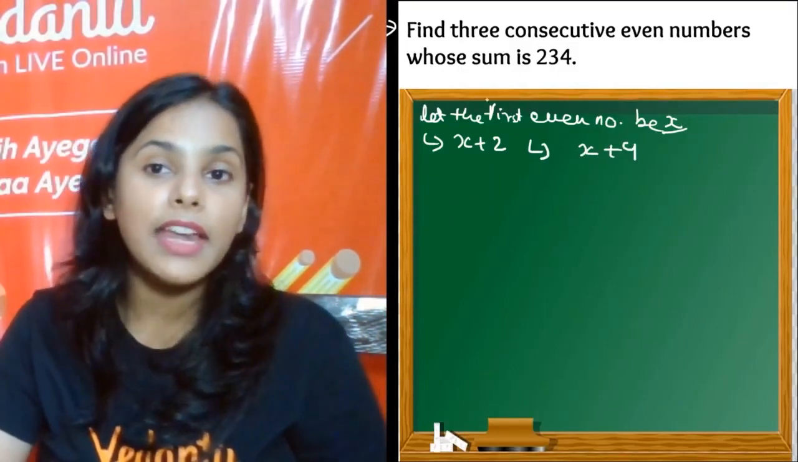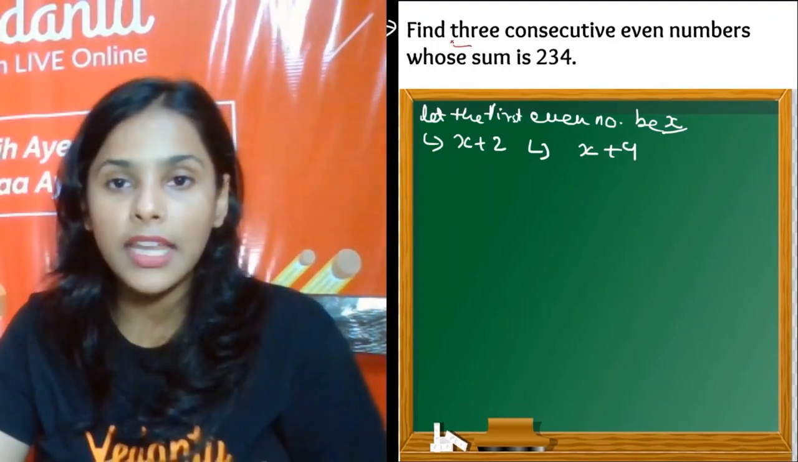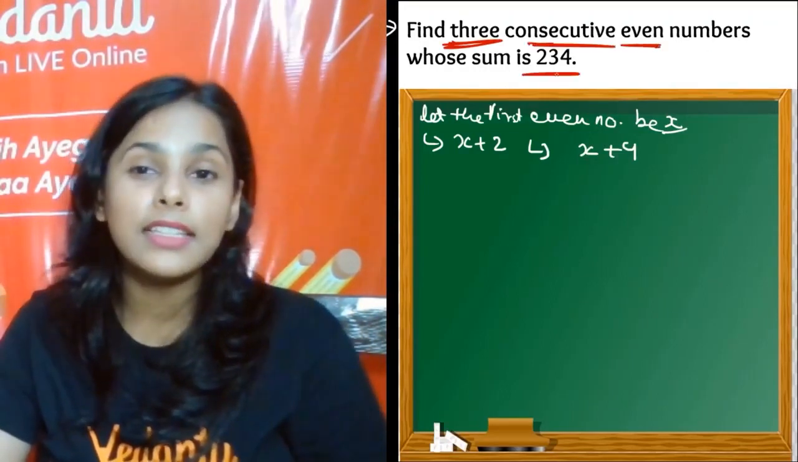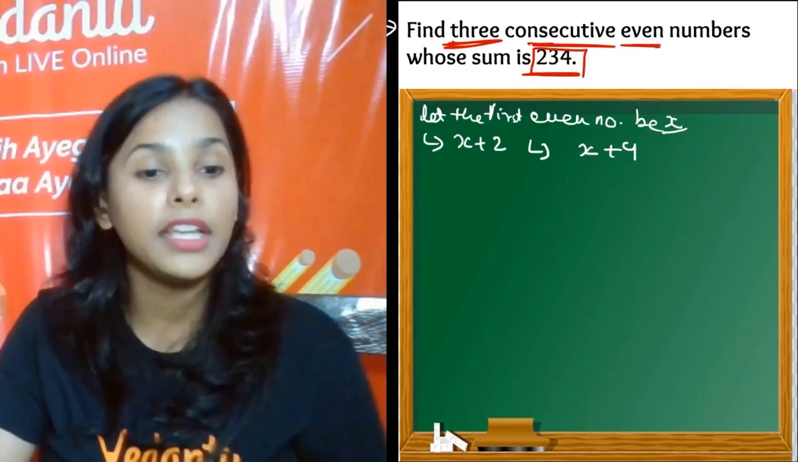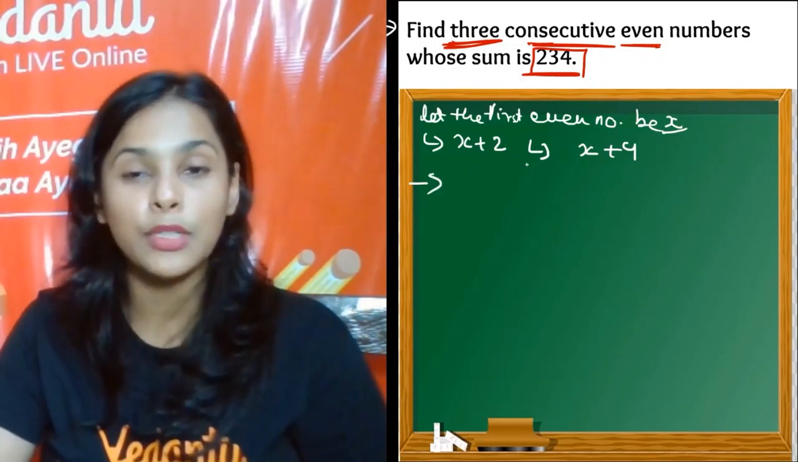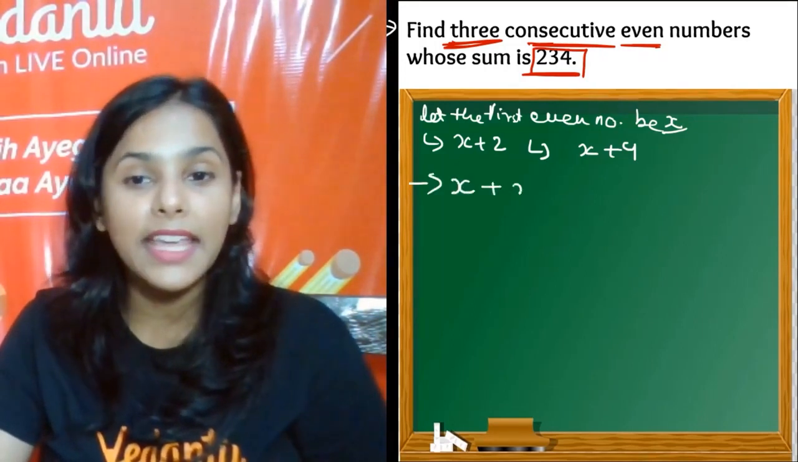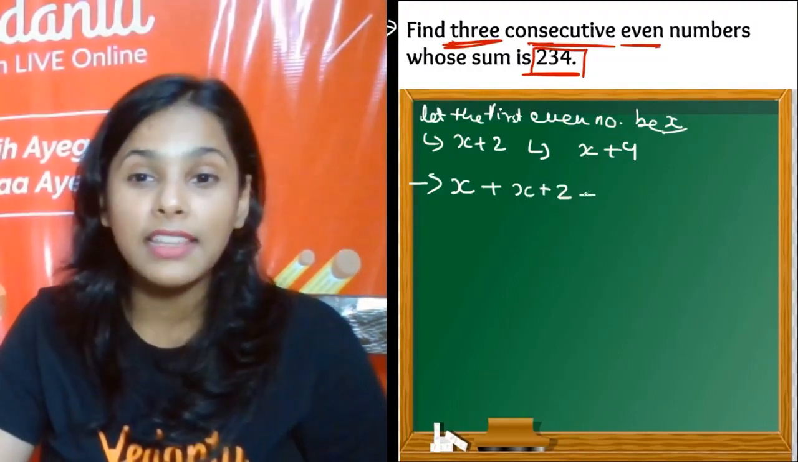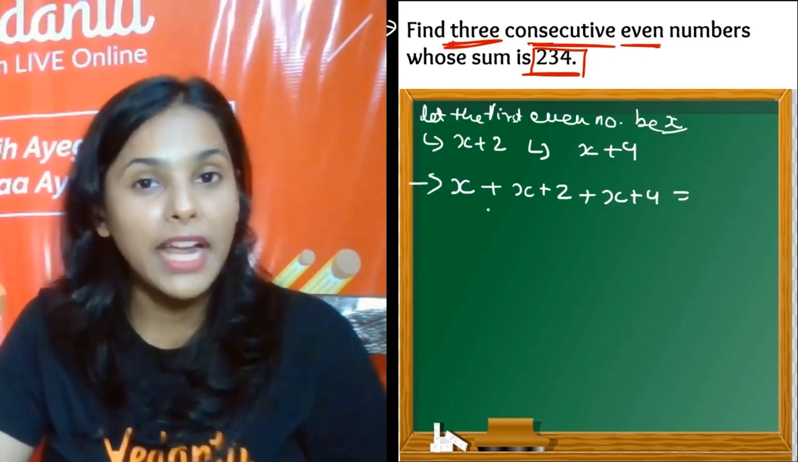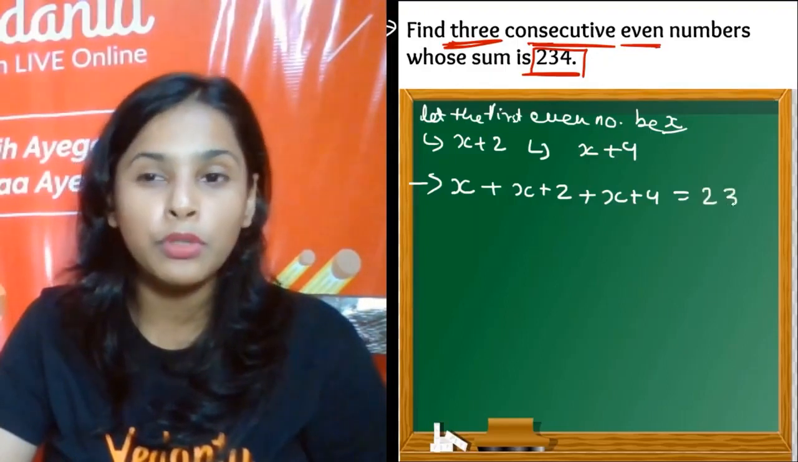Now, whose sum is given as 234? According to the question, the sum of three consecutive even numbers is equal to 234. Now, making the equation with the help of this question. So, x, the first even number, plus the second even number, and the third consecutive even number, that is x+4, and their sum, that means adding three of them to each other, will be equal to 234.